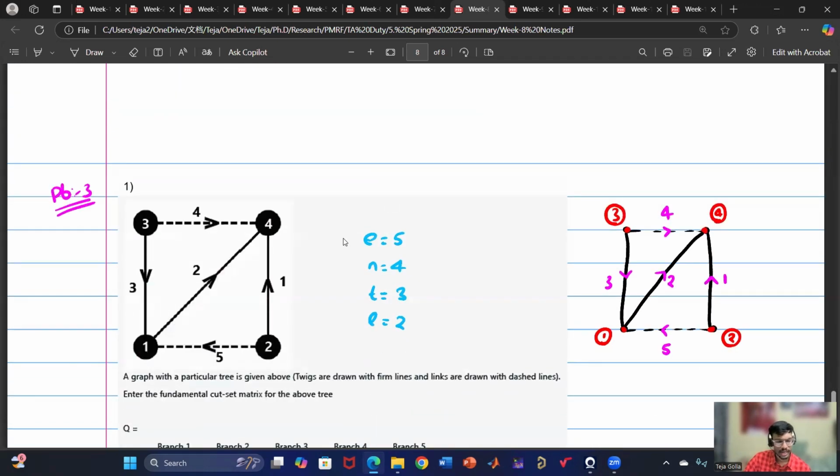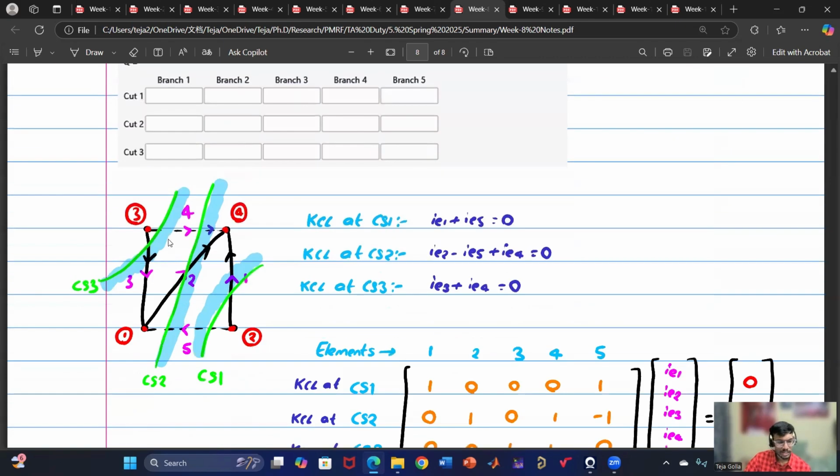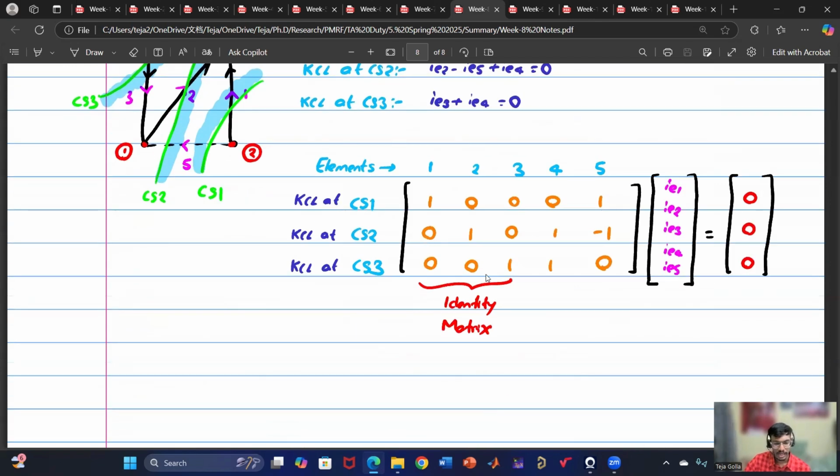Then we have solved another problem quickly. Here 3 twigs are there, so we'll get 3 rows. And we have considered that side of the cut set where the twig current is leaving. So twigs are 1, 2, 3. Here it is leaving, here it is leaving, here it is leaving. That's why I have highlighted the region also, just so that you'll know which region we are considering. And I got an identity matrix, which ensures that whatever I have done is correct.